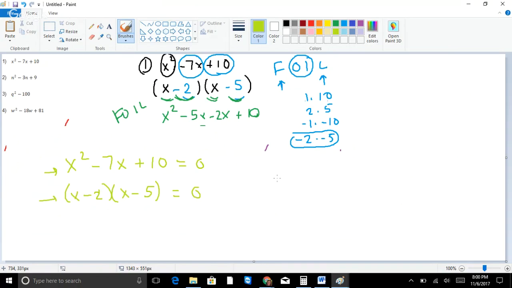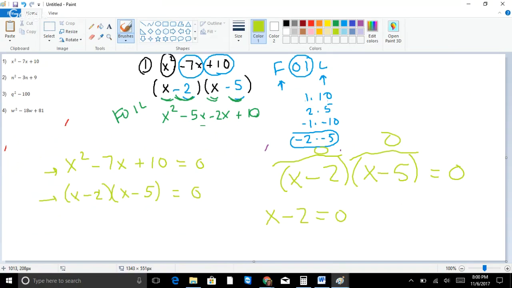comes into play. If I know that x minus 2, this is the factored term, times x minus 5 equals 0, that means either this thing has to be 0 or this thing has to be 0. One of those two has to be 0. So x could be 2. That's one way to make this equation 0. Another way is x minus 5 could be 0, so x could be 5. Those are the two solutions to my equation.